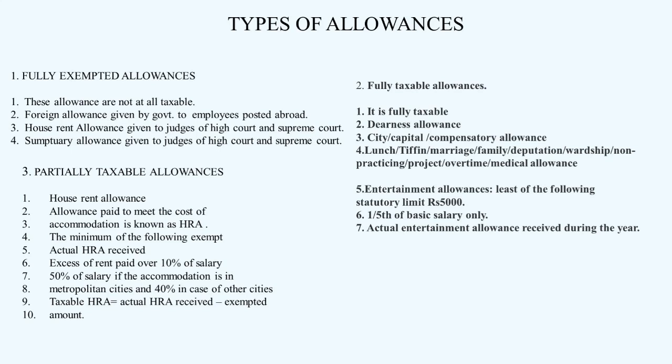3. Partially taxable allowances. House rent allowance. Allowance paid to meet the cost of accommodation is known as HRA. The minimum of the following is exempt: actual HRA received; excess of rent paid over 10% of salary; 50% of salary if the accommodation is in metropolitan cities, and 40% in case of other cities. Taxable HRA equals actual HRA received minus the exempted amount.